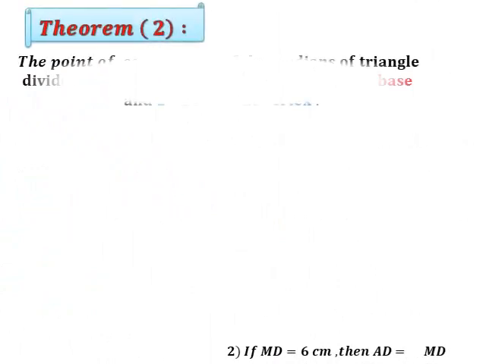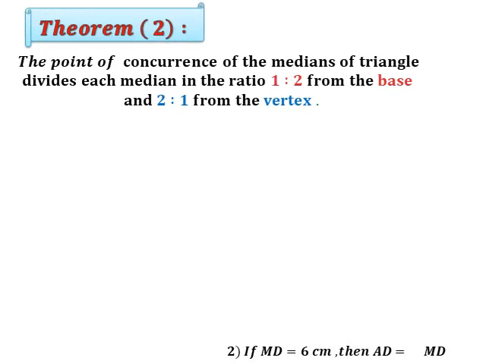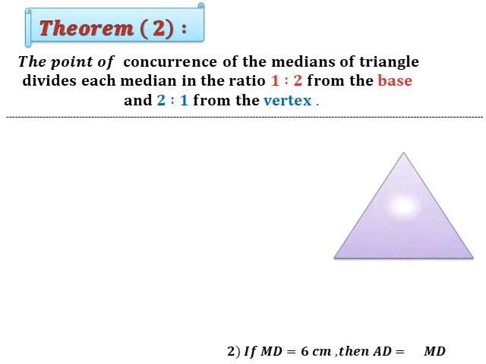If I have something like that, the point of concurrence of the medians of a triangle divides the median into the ratio 1 to 2 from the base and 2 to 1 from the vertex. So let's take an example. I have here AD, and M is the point of intersection of medians. From M to D it's 1, and from A to M is 2. So AD, all of it, is 1 plus 2 equals 3.